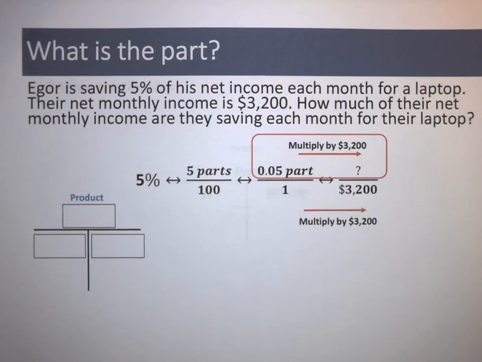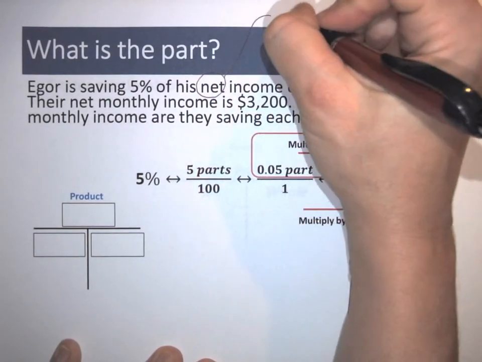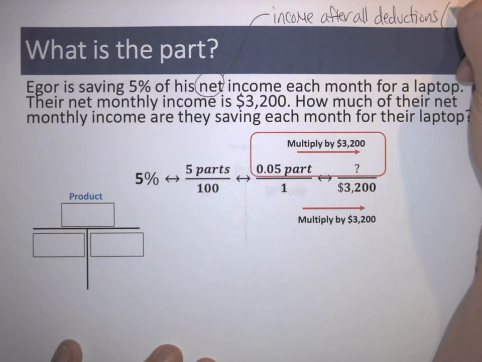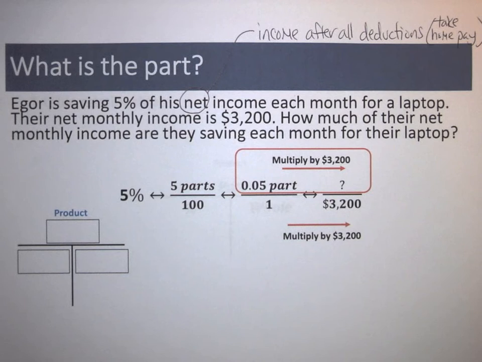So now we have this cool little tool, and we can set it up to find anything that we're missing. So let's take a look. Igor is saving 5% of his net income each month for a laptop. Okay, so now we're moving away from thinking about percentages just as taxes, and we're going to just think about percentages of whole amounts. So 5% of his net income, and net is income after all deductions, and an easy way to think about this is take home pay. So after all the stuff gets taken out, he's taking home $3,200, and he's saving 5% of that income for a laptop, and he's doing that monthly, I guess. So how much of Igor's monthly income is he saving each month for this laptop?